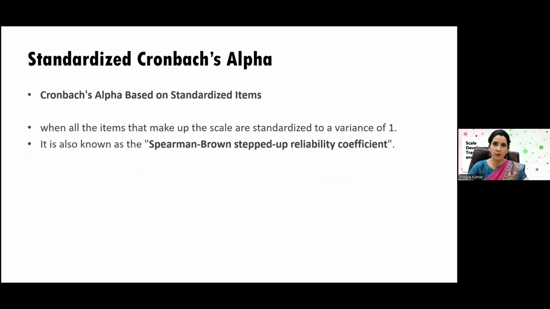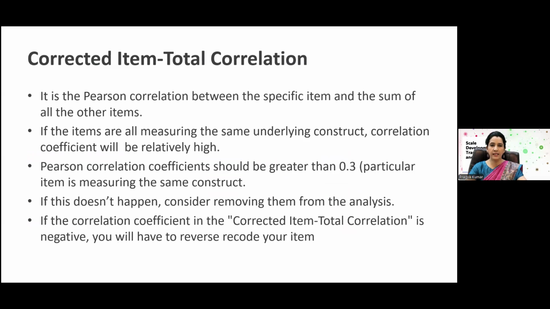So there is something known as the standardized Cronbach alpha, when Cronbach alpha is based on the standardized items. And then there is another term, which is the corrected item-total correlation. We will see this concept when I show you the reliability analysis. It is the Pearson correlation between the specific item and the rest of the other items.